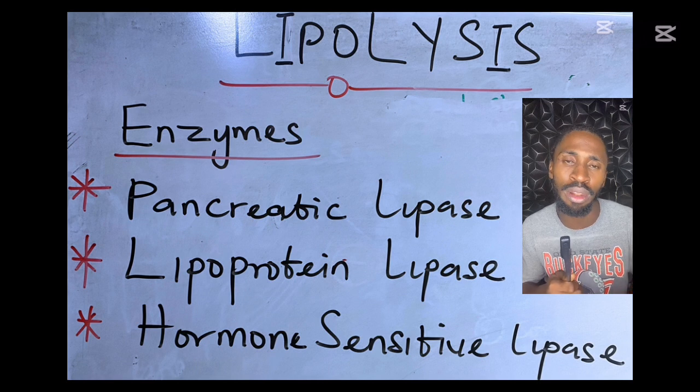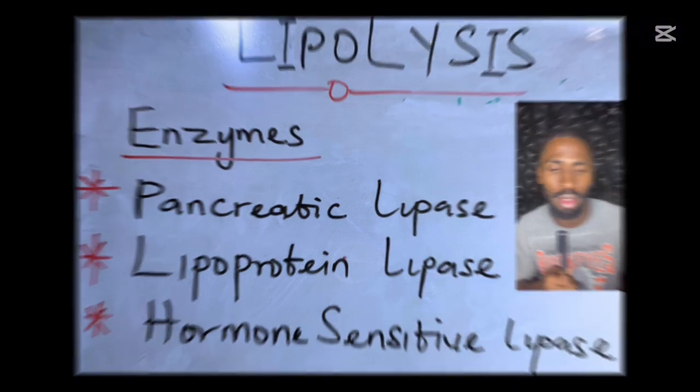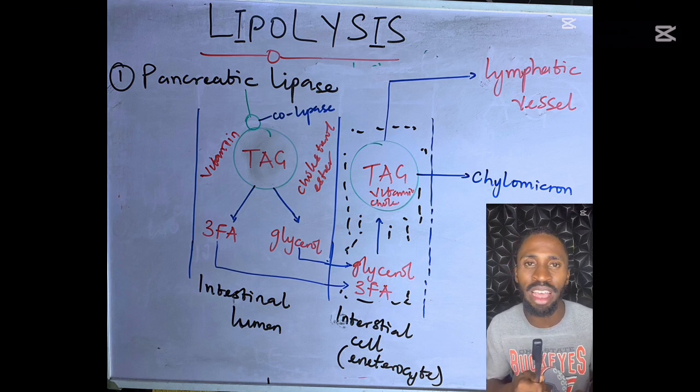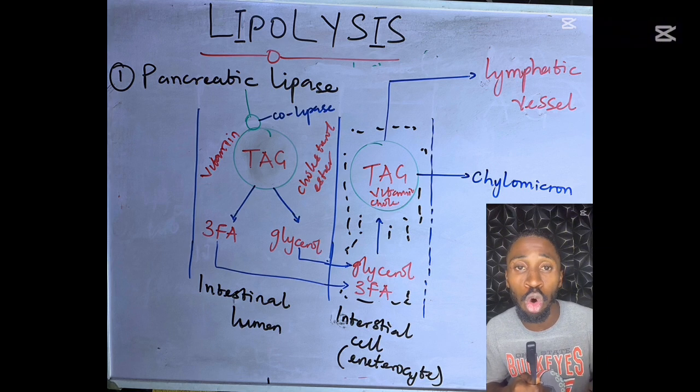We have three forms of lipase enzyme. We have the hormone-sensitive lipase, we have the lipoprotein lipase, and we also have the pancreatic lipase. So very, very important. Firstly, in the first stage of digestion, we have the pancreatic lipase. The pancreatic lipase is released alongside the pancreatic juice. So when it's released in the pancreatic juice, what happens? It binds to what we call colipase.